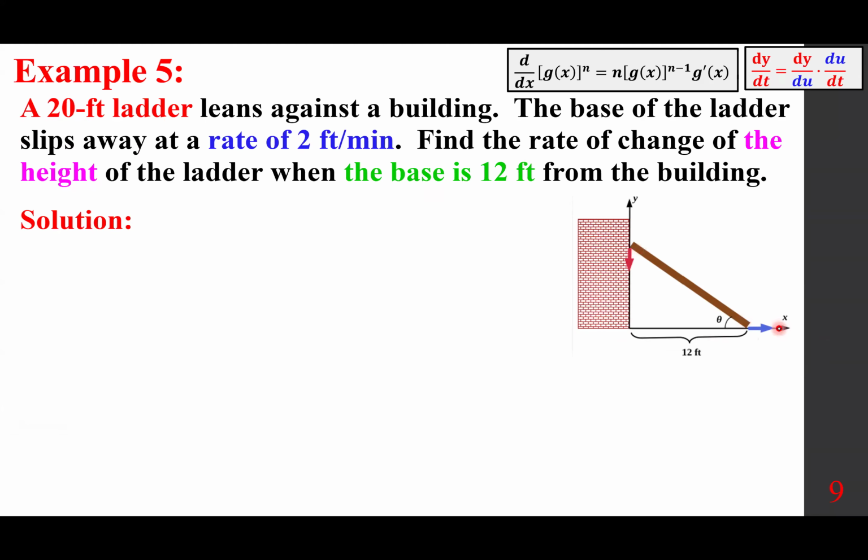Here's your ladder. So as things happen, we have to define our variables. We're going to define the base as x, the height as y. The ladder has the length of 20 feet. You can say L or C or nothing, just 20 feet. That's fine.